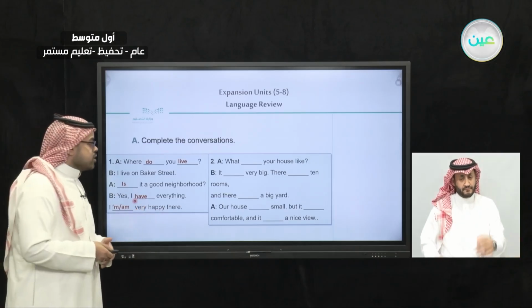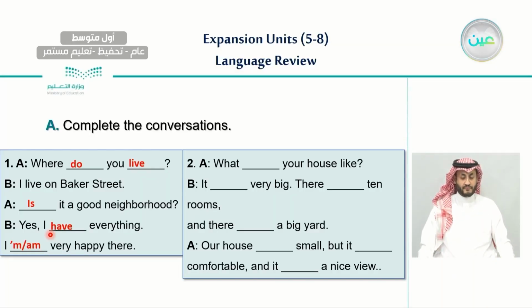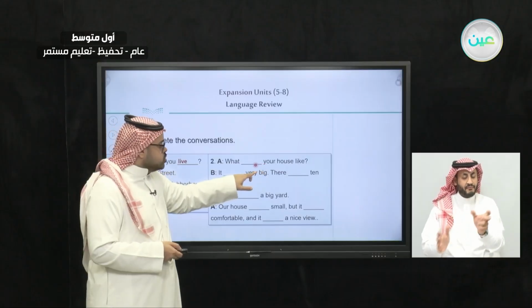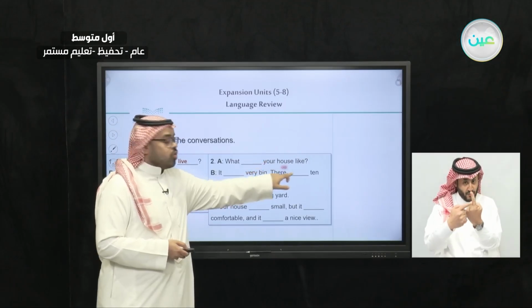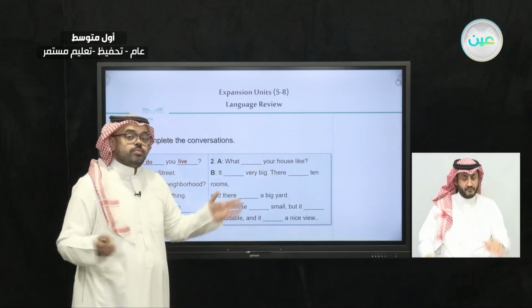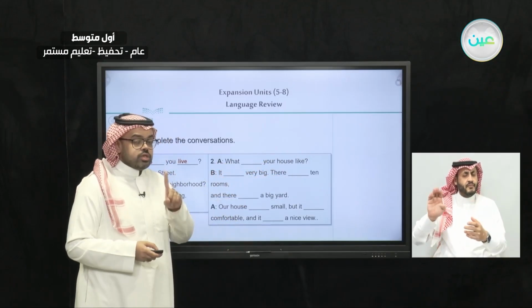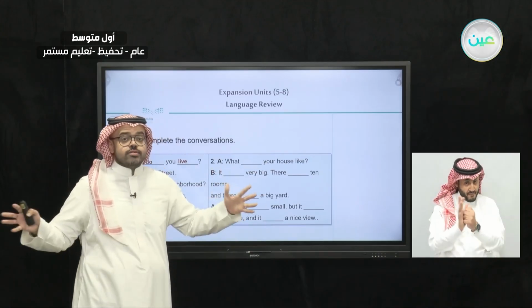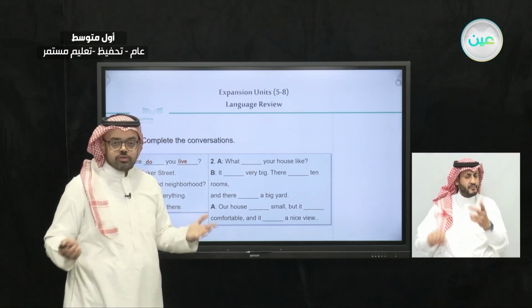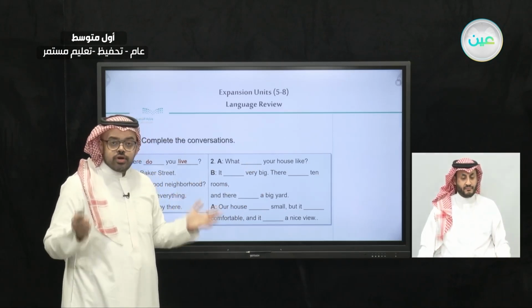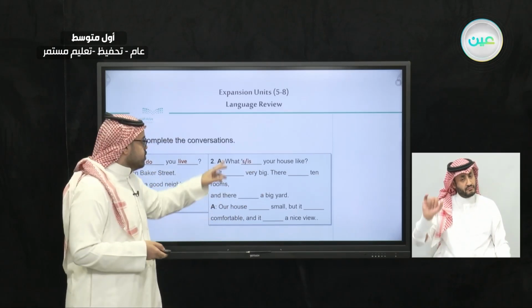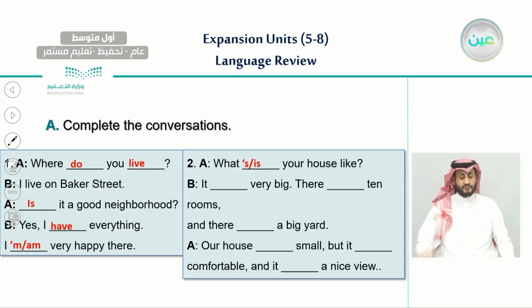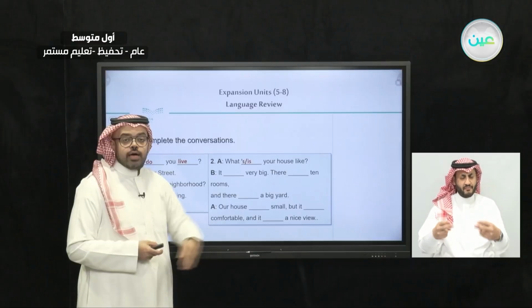Let's move on to the second conversation. So here we have, what is your house like? Now he talks about only one thing. So what is the verb to be that we should add here? We're only going to talk about one thing. He said, your house, not houses, your house. So since it's only one thing, the verb to be will be, excellent, is. So, what's or what is your house like?